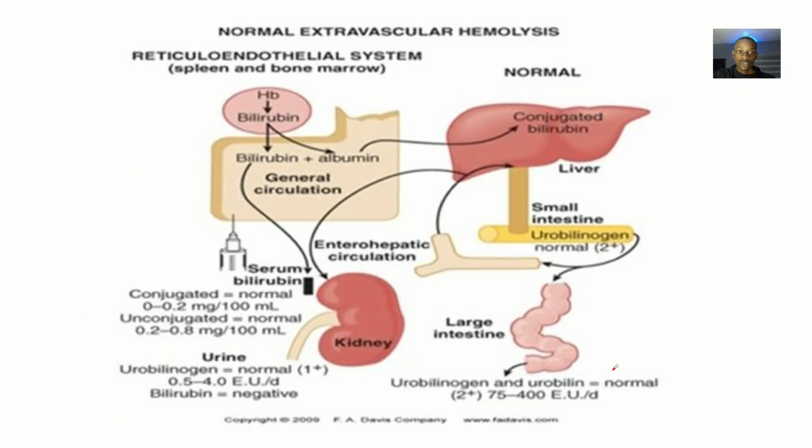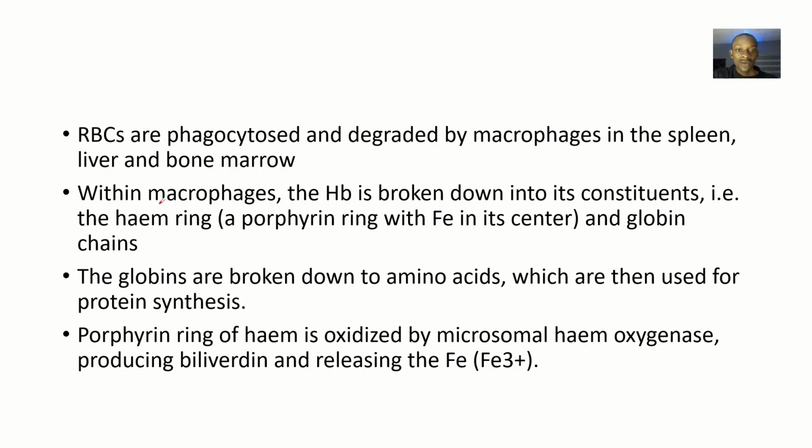Okay, so red blood cells are phagocytosed and degraded by macrophages in the spleen. It could be in the liver or it could be in the bone marrow. Now within the macrophages, the hemoglobin is broken down into its constituents. The constituent is the heme ring, which is a porphyrin ring with iron in its center.